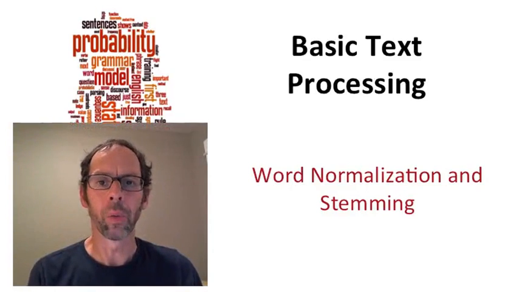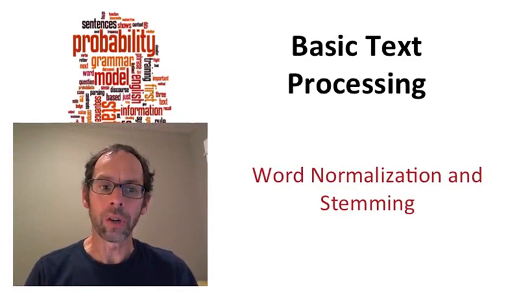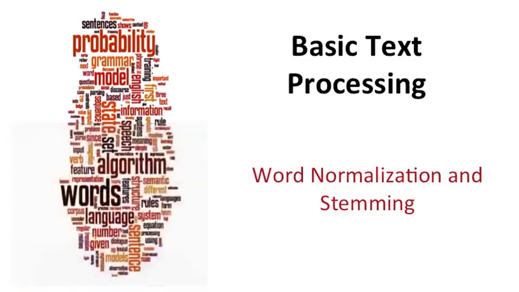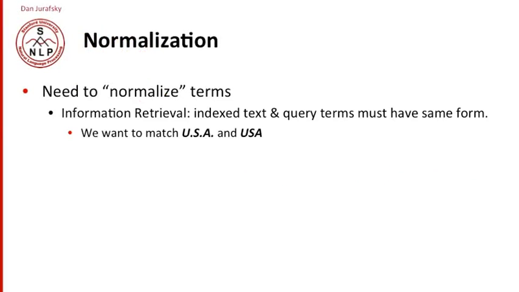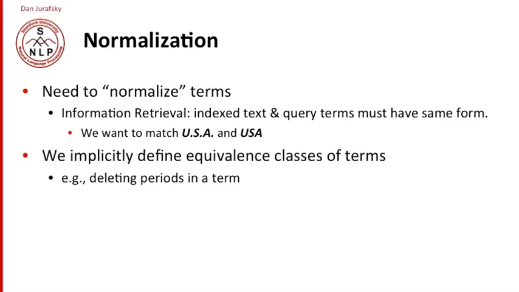Once we've segmented out words or tokenized them, we need to normalize them and stem them. So normalizing means different things. For information retrieval, for example, we require that the index text and the query terms have to have the same form. So we want to match U.S.A. to USA if somebody asks a question or a query with one of them and the answer has the other, we want them to match.